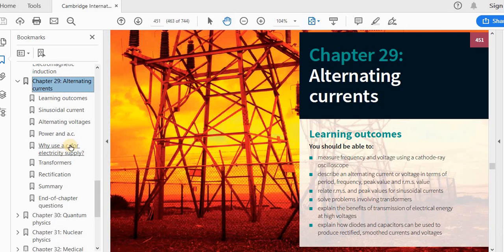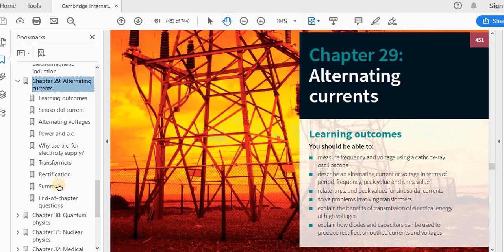Why use alternating current for electricity supply? You know that transformers won't work with direct current because there has to be a changing magnetic flux. The magnetic field has to keep changing for the transformer to work. That's why we use AC. With DC it won't work. Transformers, you have learned about step up and step down transformers. Step up transformers increase the voltage, step down transformers decrease the voltage.